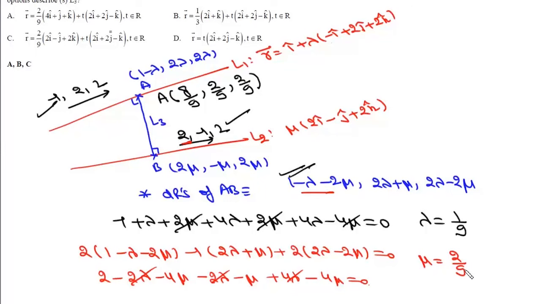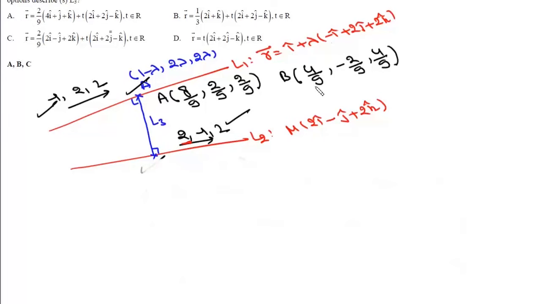And once we have the value of mu, we can write the coordinates of this point B. It will be 2 mu, which is 4 by 9, minus mu, which is minus 2 by 9, and 2 mu, which again is 4 by 9. So now we have coordinates of these two points A and B. Now once we have AB, we can write direction ratios of AB, and direction ratios of AB will be 8 by 9 minus 4 by 9, and this is 2 by 9 minus 2 by 9, and this is 2 by 9 minus 4 by 9.